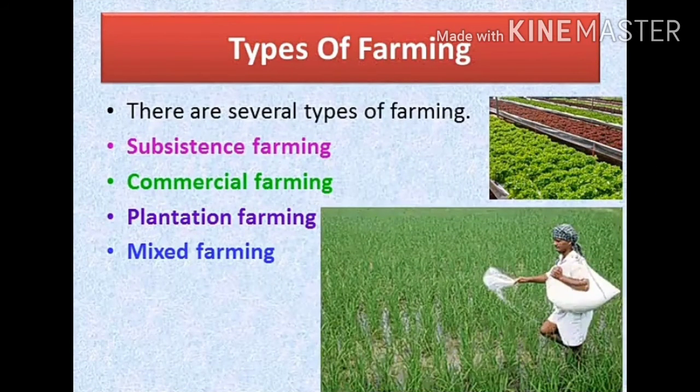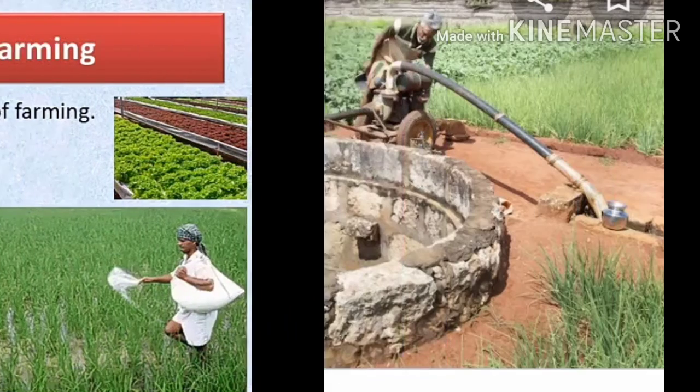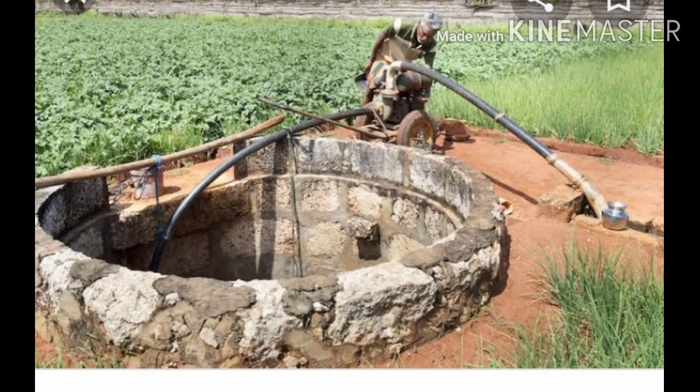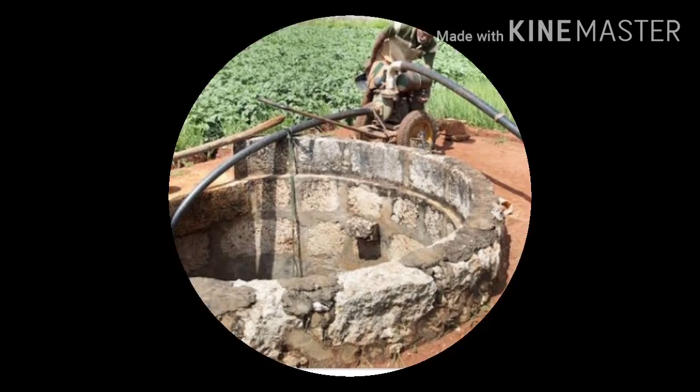Okay, students, did you understand today's class? A small recap of what we have learned in this class. Types of farming. They are subsistence farming, commercial farming, plantation farming, and mixed farming. And types of irrigation. They are well irrigation, canal irrigation, sprinkler irrigation, and drip irrigation.